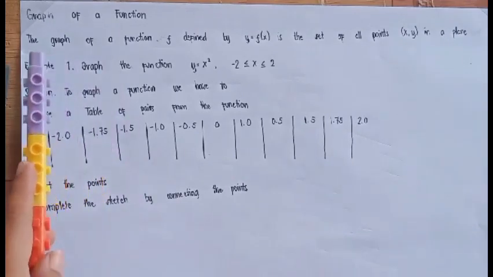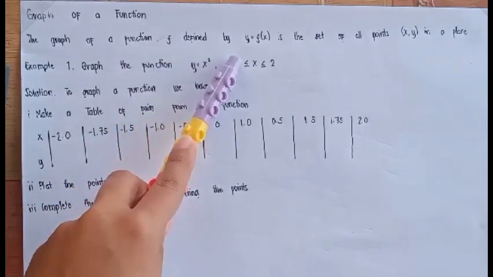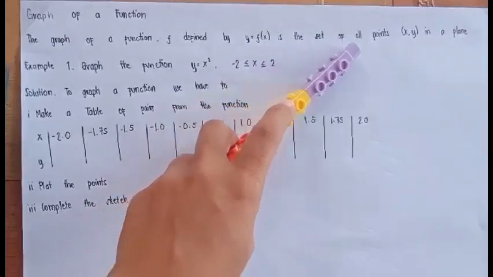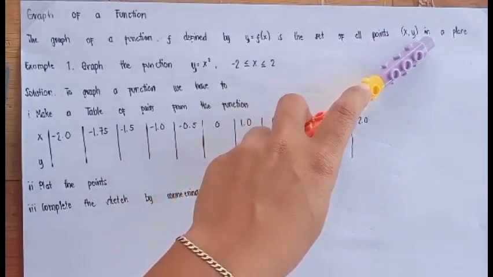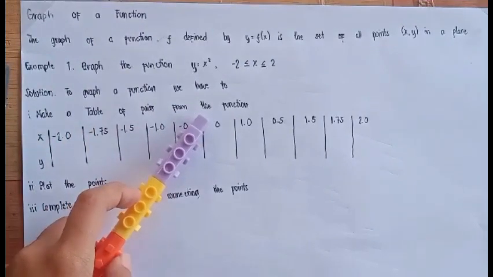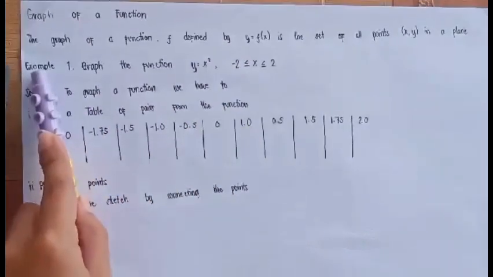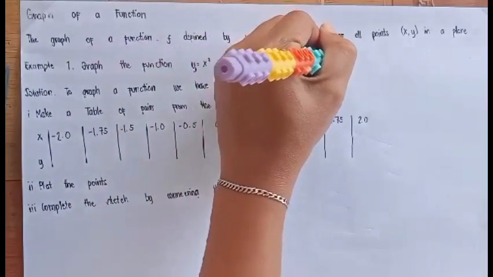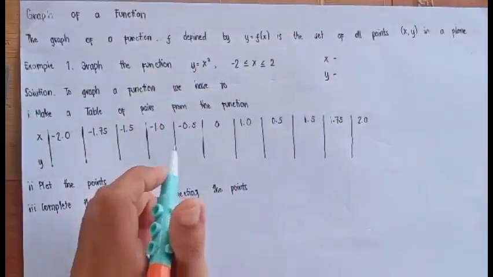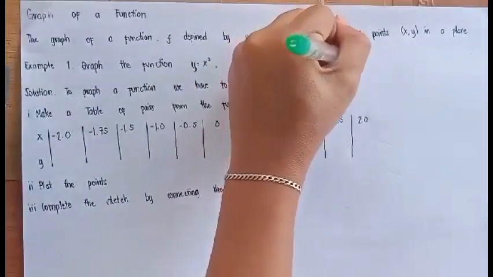So, the graph of a function f defined by y equals f of x is the set of all points x and y in a plane. For example, we have y is equal to x squared. So we have to remember that in a function there is an x and y, where x is the input and y is the output.